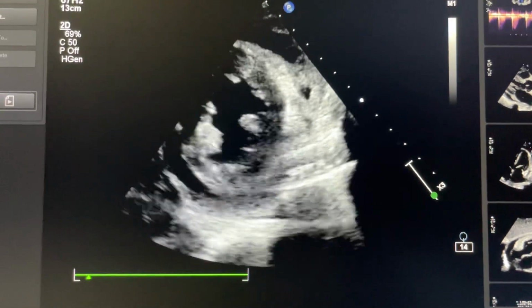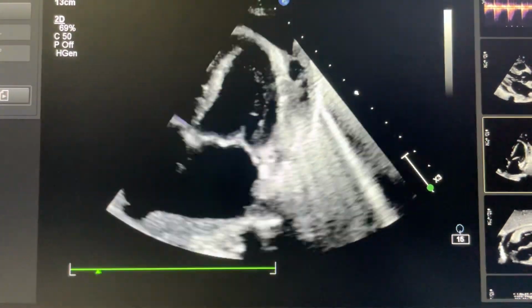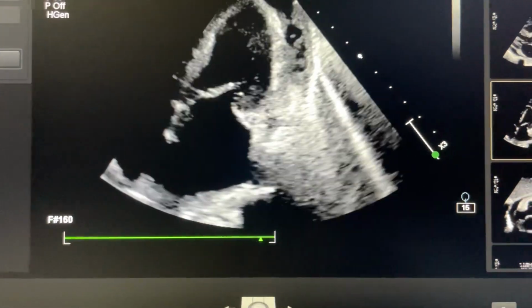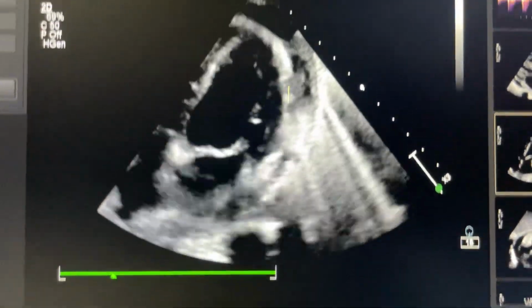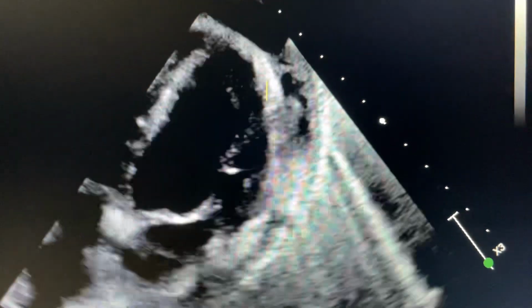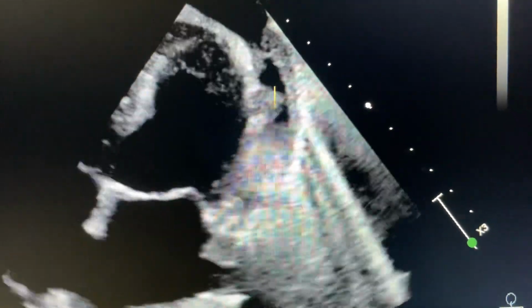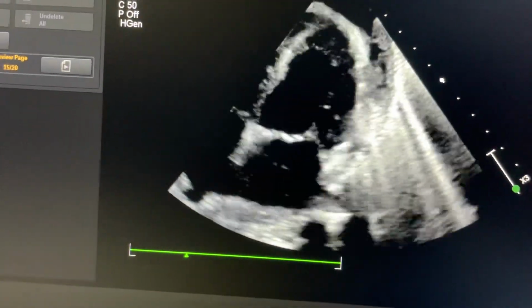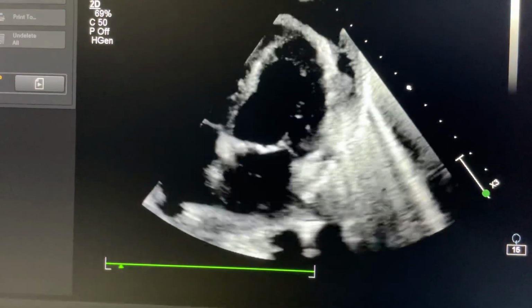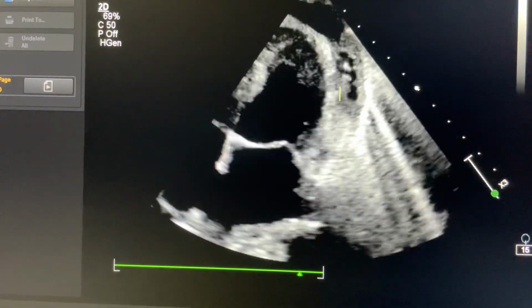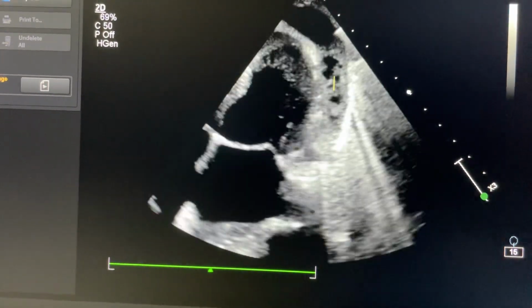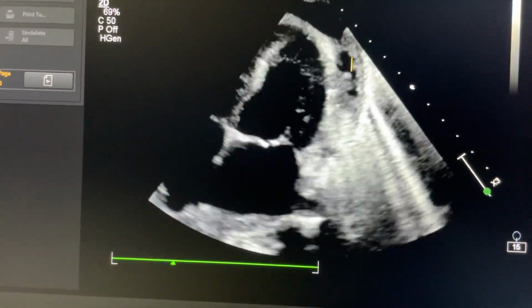You can see again the pericardial effusion. Now you can see the fibrinous band here. This is fibrinous band. So this is definitely exudate in nature. Pericardial thickening is also seen here. You can see the thickening.